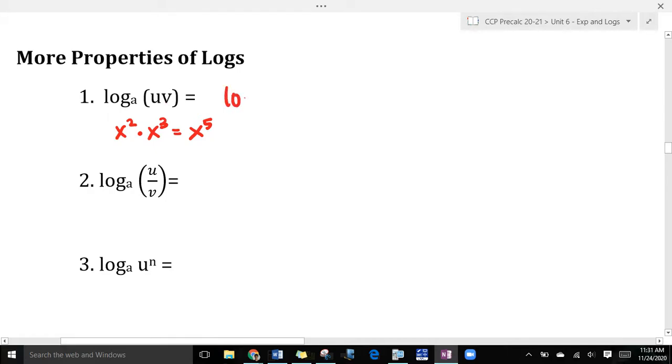So we turn it into two separate logs. So each piece of the argument will get its own log. So I'm going to say log base A of u, log base A of v, and these logs will be added together, just like the exponent rule states. So multiplication in an argument turns into an addition of logs, but each piece of the argument gets its own log. Okay, so it's not like log base A of u plus v. It's log base A of u plus log base A of v.